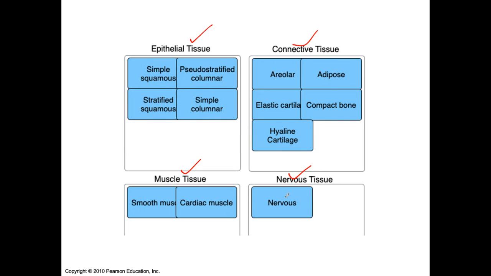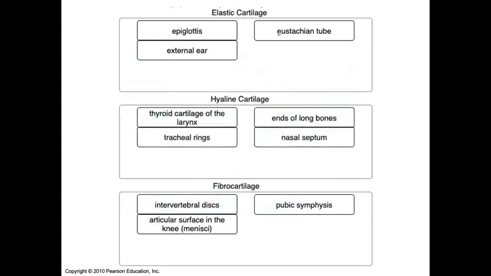So if we were to say neuron or nervous tissue, again, that's the easiest one. Well, where does cardiac and smooth muscle fall under? That's muscle tissue. Where does simple squamous, stratified squamous, simple columnar, pseudostratified columnar, those are all epithelium. And then areolar, adipose, elastic, compact, and hyaline, those are under connective tissue. Nice, easy review. Under elastic, cartilage as a choice, hyaline cartilage, and fibrocartilage.